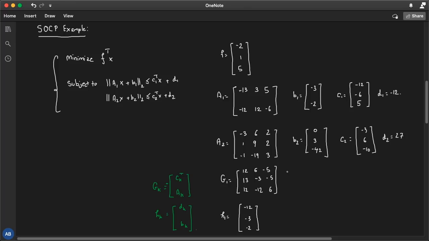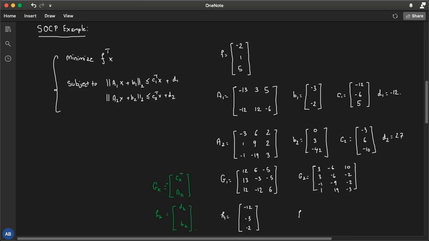Okay, now let's do the same thing for the second set of parameters. So G2, as we did with G1, will contain minus C2 transpose. So 3, minus 6, and 10. And right beneath it, we've got A2. Actually, it's minus A2. So 3, minus 6, minus 2. Then minus 1, minus 9, minus 2. And 1, 19, and minus 3.